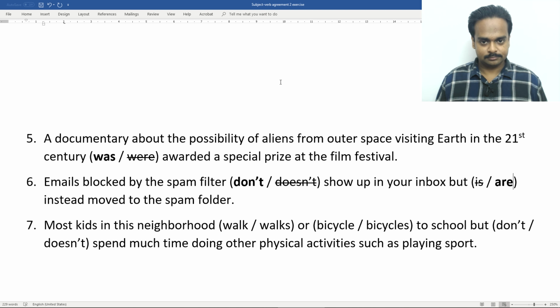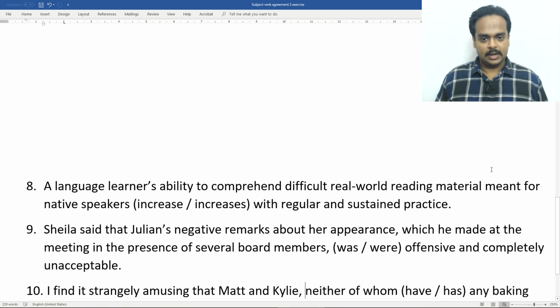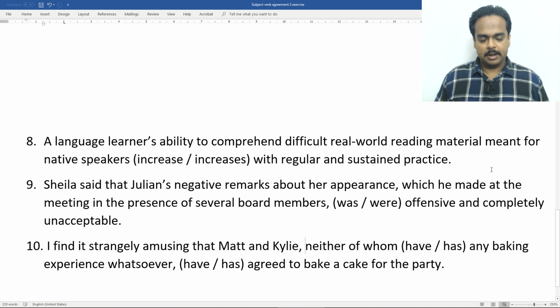In number 7, there are 3 verbs, but this one should be easier because there's just a straightforward prepositional phrase starting with in. So in this neighborhood is a prepositional phrase, which means that the subject is the plural word kids. Most kids in this neighborhood walk or bicycle to school, but don't spend much time doing other physical activities such as playing sport. All right, here are the last 3. Stop the video, think about them, then play the video again and continue.